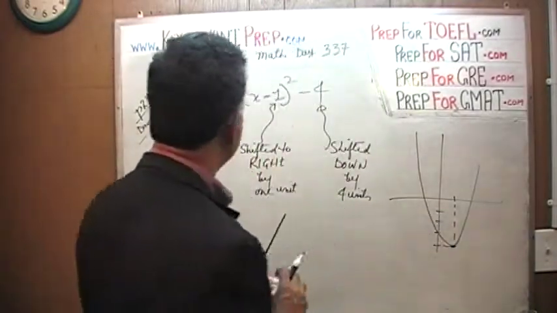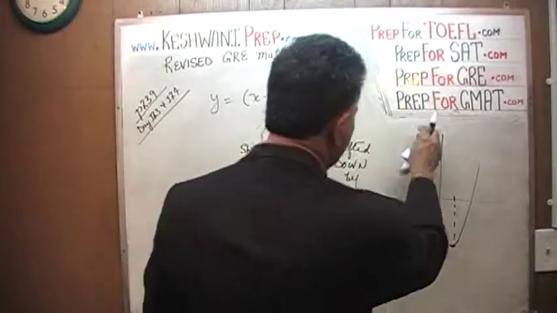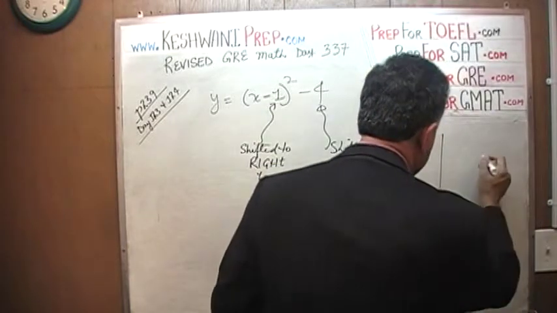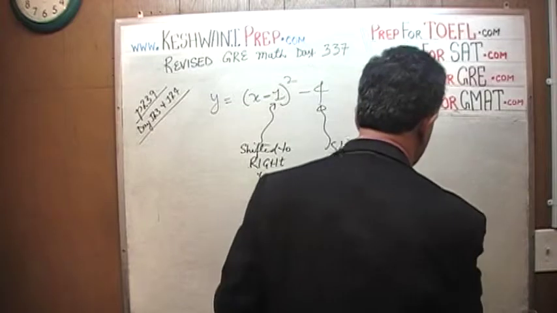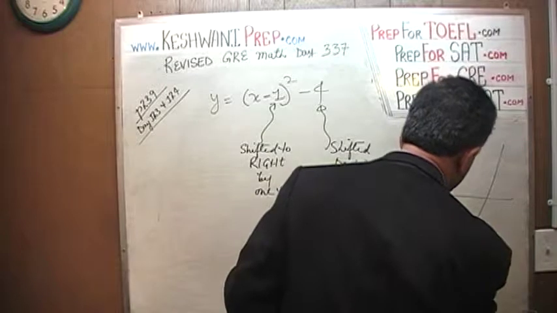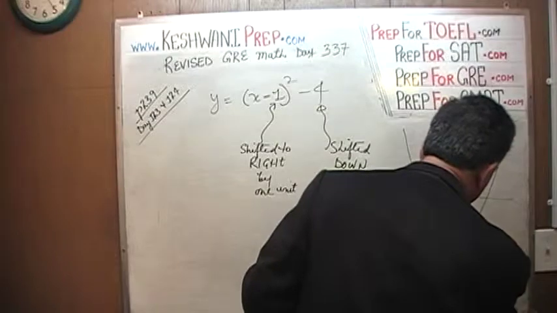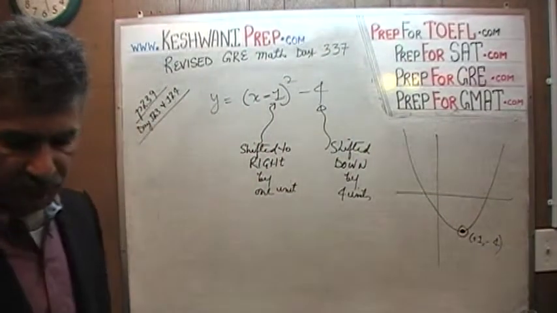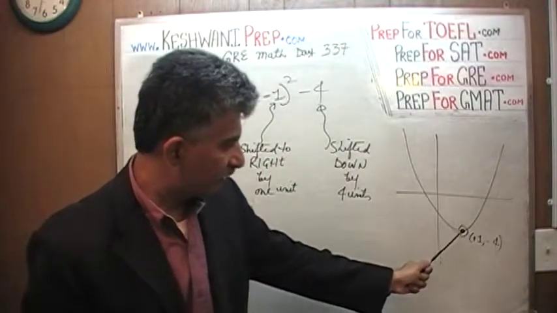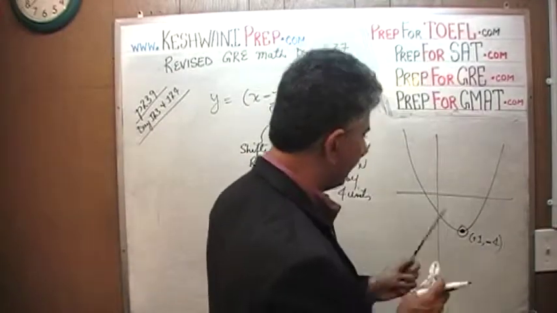It's sitting right there. Let me redraw it. I don't like it. Let me just do it freehand. That'll be better. There you go. The coordinate of this point is 1 and -4. It has been shifted 1 unit to the right, and 4 units down. This is -4.